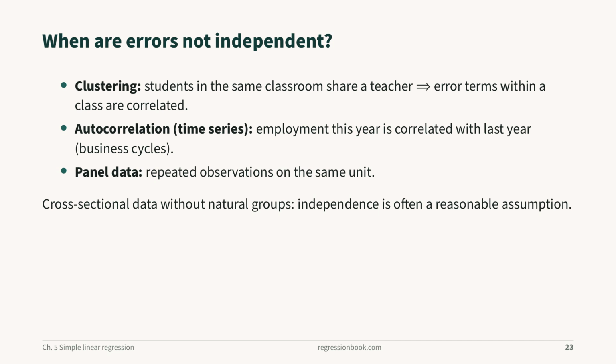When are errors not independent? 3 standard situations. Clustering. Students who share a classroom share a teacher, so their errors correlate within the class. Autocorrelation. This year's employment is correlated with last year's. And panel data, with repeated observations on the same unit. For cross-sectional data, without natural groupings, independence is often a reasonable assumption, which is where this chapter lives.